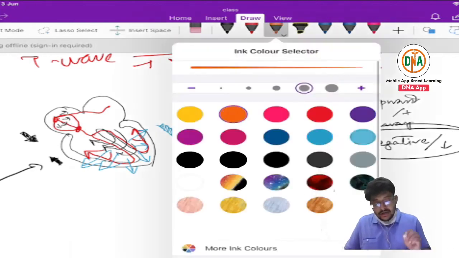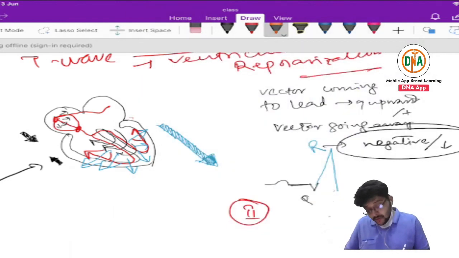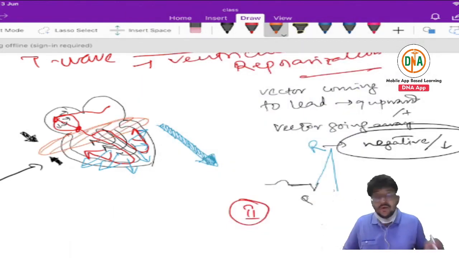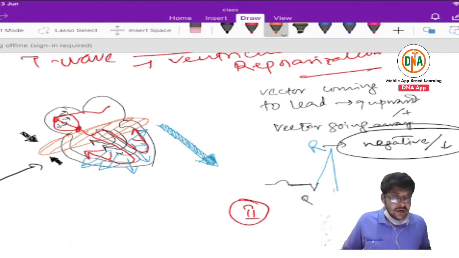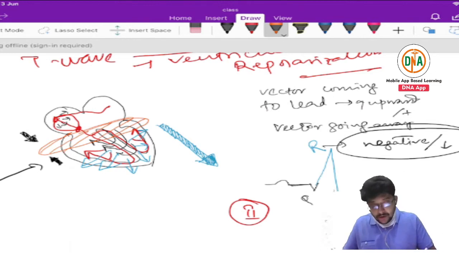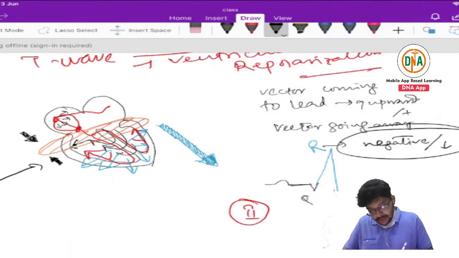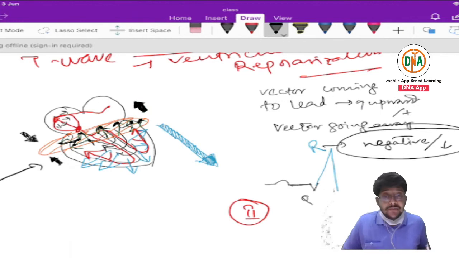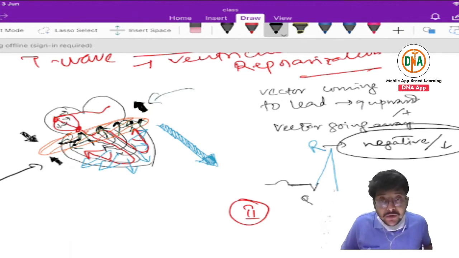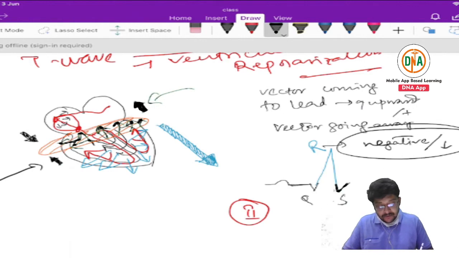After this, the last part of the ventricle remains to be depolarized, and that is the base of the heart and near the annulus. So all the yellow demarcated part will be the last part to be depolarized. Let me give you an idea of this depolarization. This depolarization vector happens like this. So the ultimate vector of depolarization here will look like this. It is a positive depolarization vector moving away from lead 2. So it will again give you a negative S wave here.